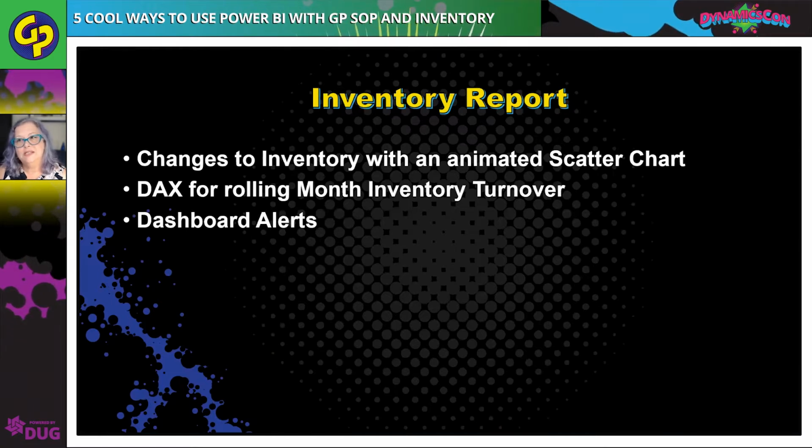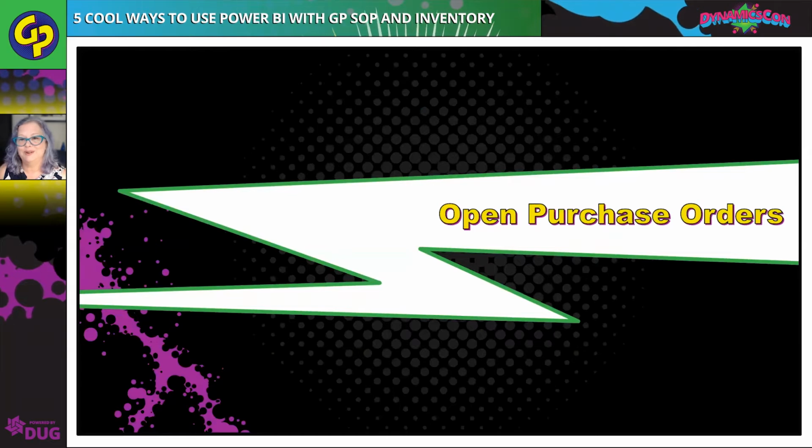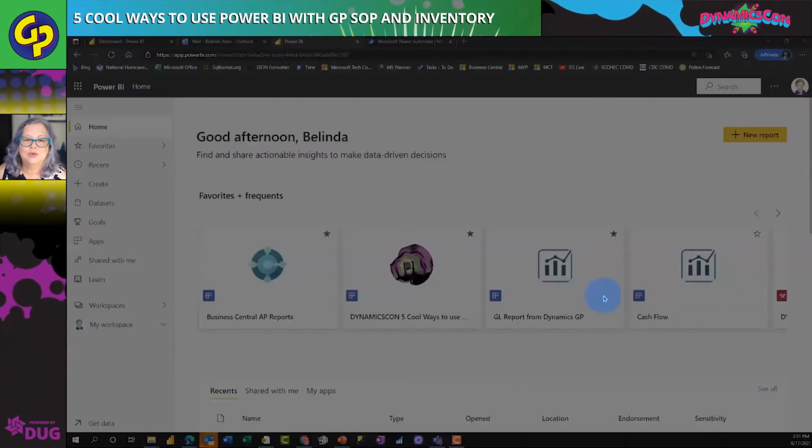So in the inventory section, we have looked at changes to inventory with an animated scatter chart, which is something that is underutilized in Power BI. We looked at some DAX for rolling month inventory turnover, and we looked at dashboard alerts. So let's move on to purchase orders.